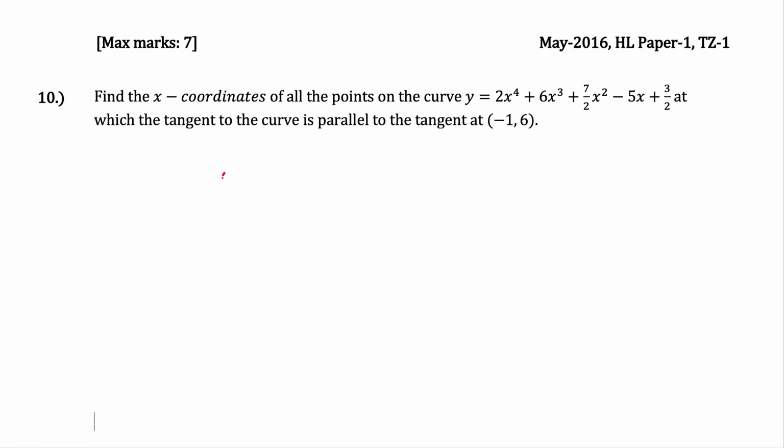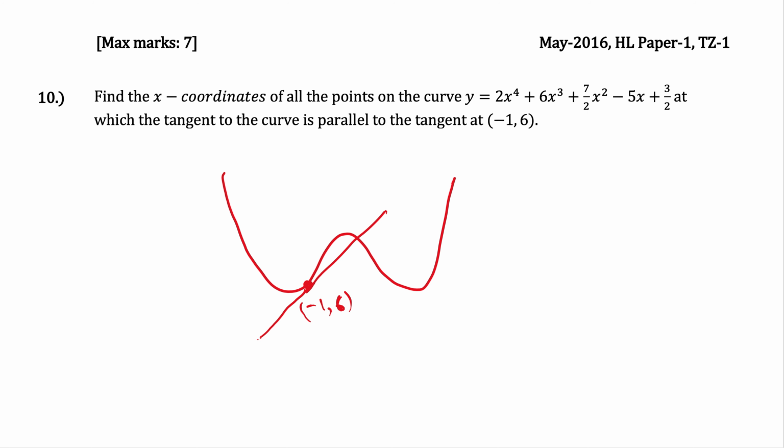So I'll draw an imaginary sketch of this function. Let's say that the graph looks something like this, and let's say that the point (-1, 6) is right here. I label this (-1, 6). Now the tangent through this point will just touch this point, so it's going to look something like this. This is the tangent through this point.